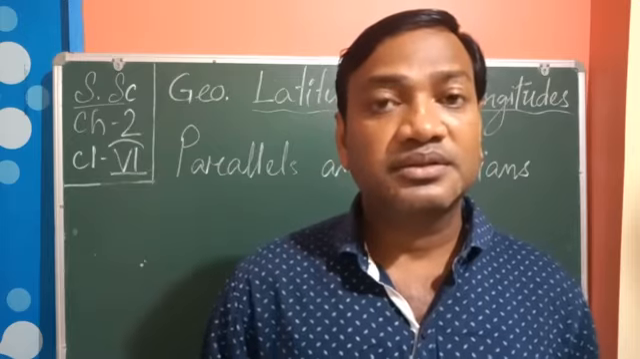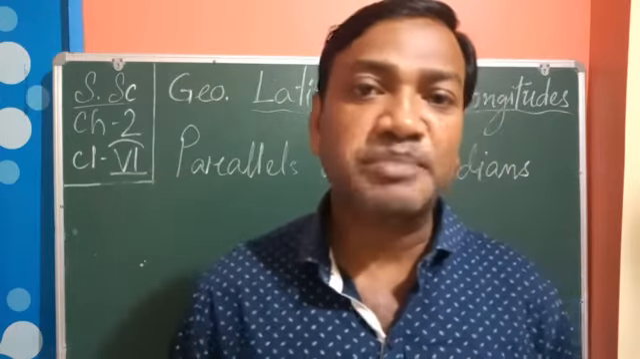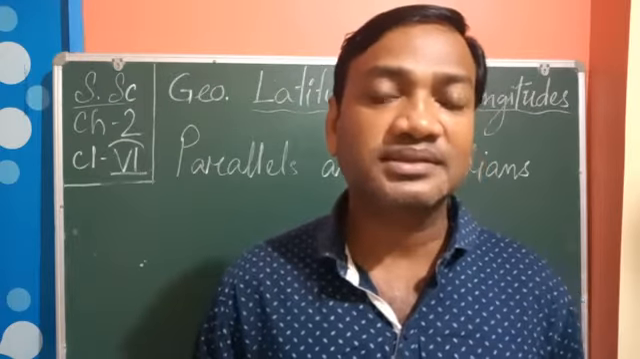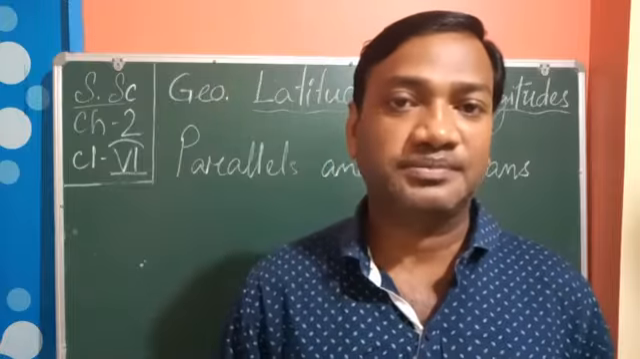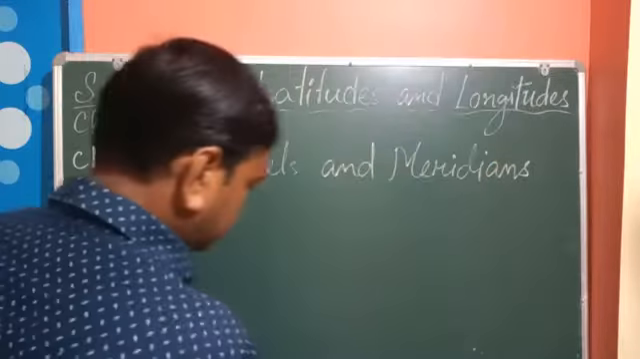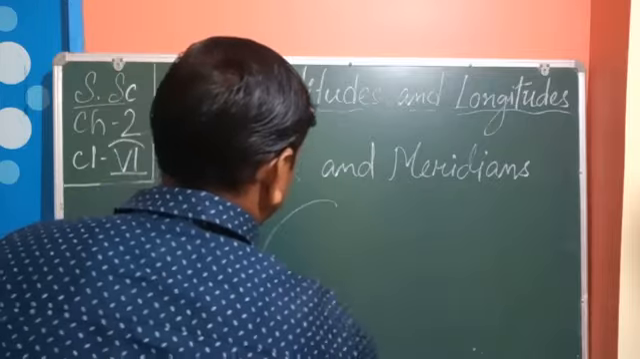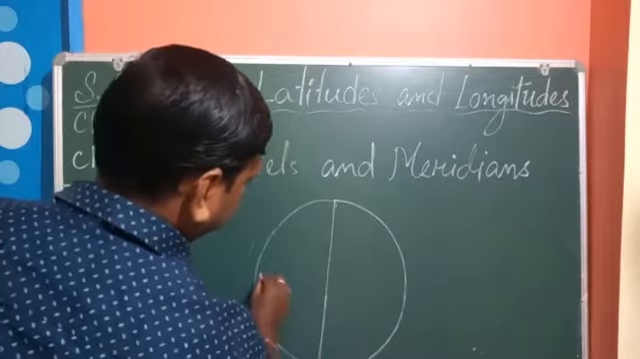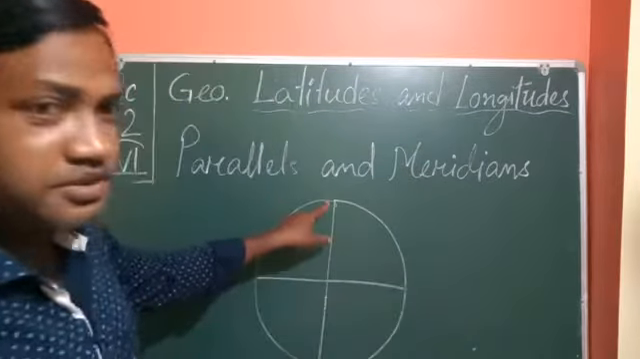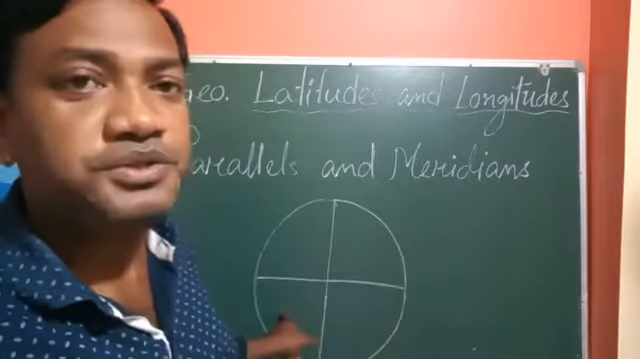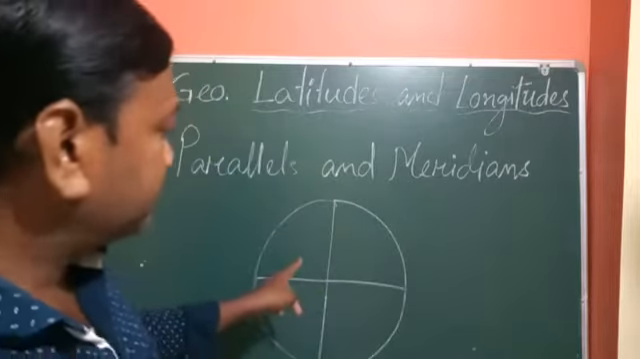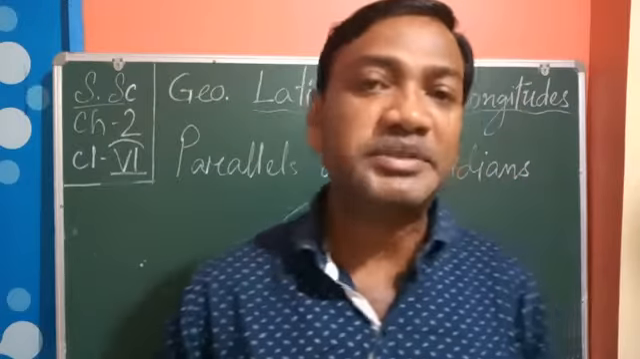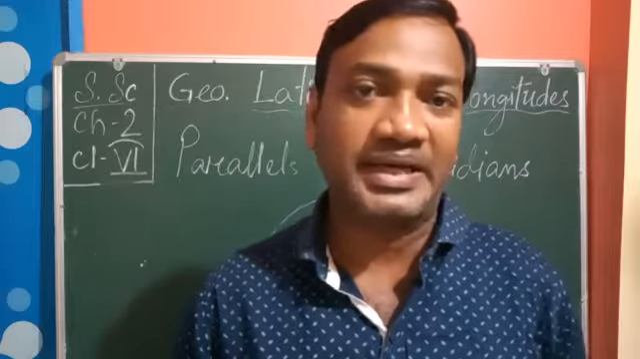But when the actual measurement was taken, it shows that it is not equal. That means these two sides and these two sides should be equal if it is spherical in shape, but it is not like that. That means the earth is not completely spherical.